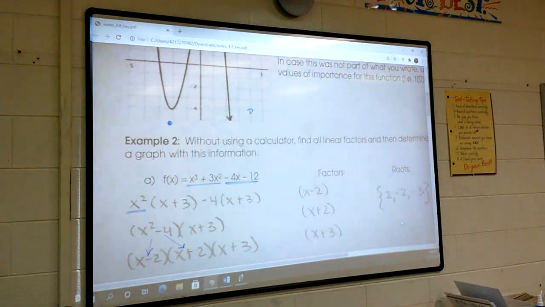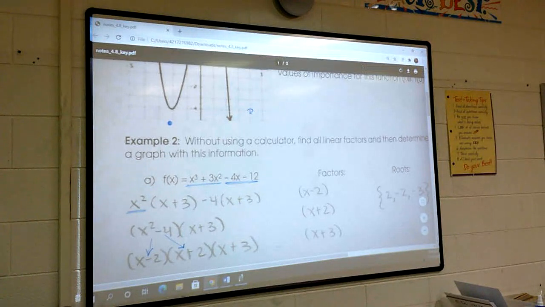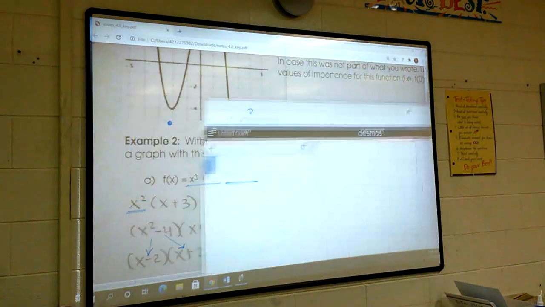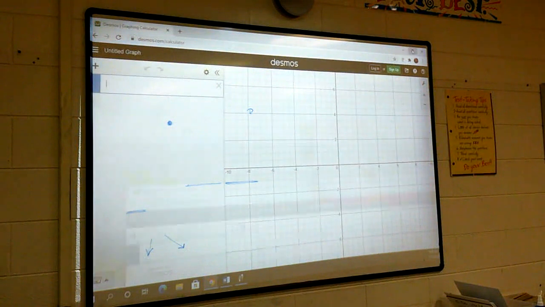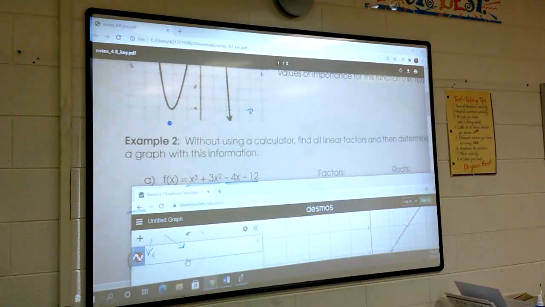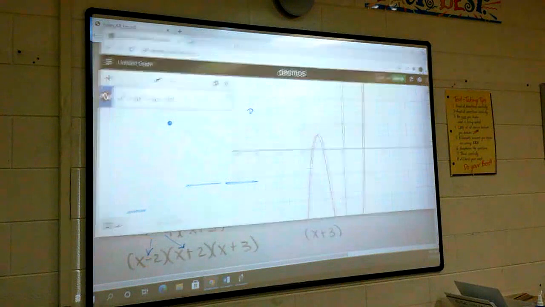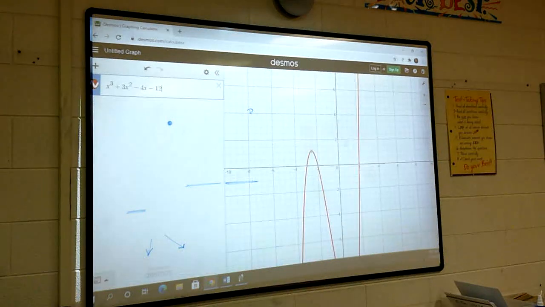Now there's another way of getting those factors, and an easier way would be to graph these. So if you were going to graph them, you could use Desmos, and I would go over to Desmos and I would say, okay, I'm going to take x to the third plus 3x squared minus 4x minus 12. And this is the graph I would get, so I would be able to make my graph. And then I would also be able to get my 3 solutions.